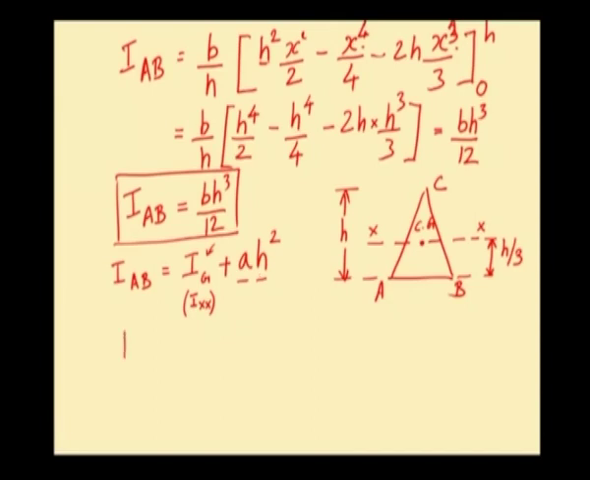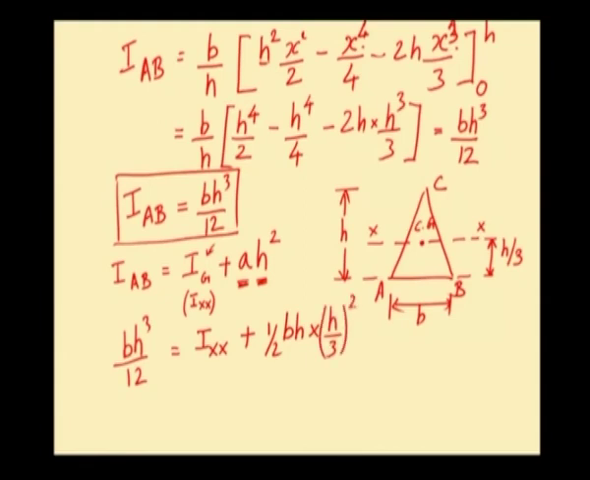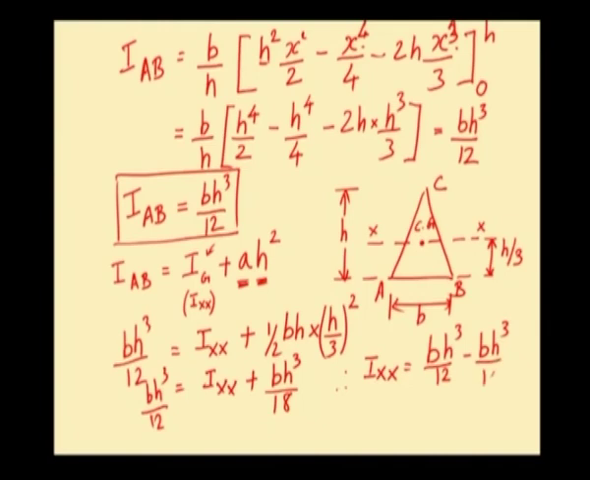Now, IAB has already been found out, it is b h cube by 12, which will be equal to IXX plus A, the area of the triangle. Base width of the triangle is small b, so area of the triangle will be half into b into h, half into base into height, into h, the distance between the x-x axis and the line AB, which is h by 3 here. So, h by 3 whole square, which will be equal to IXX plus b h cube divided by 18. So, this is b h cube by 12. Therefore, IXX will be equal to b h cube by 12 minus b h cube by 18.